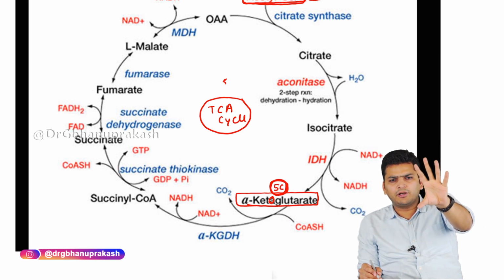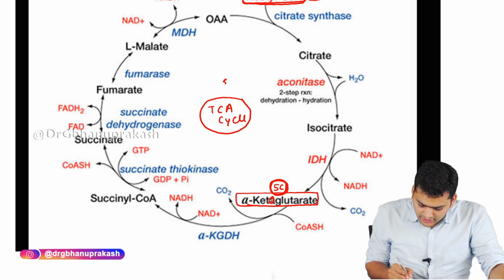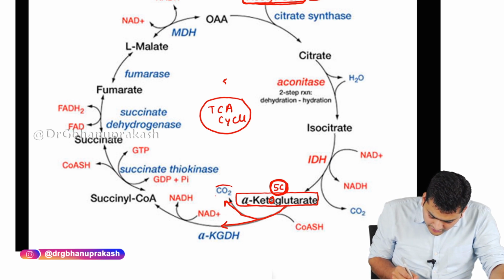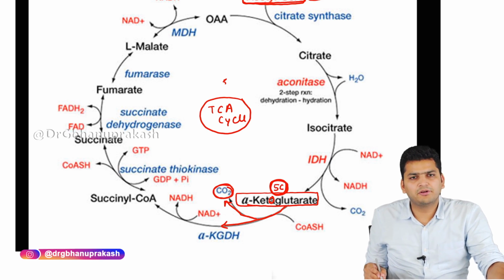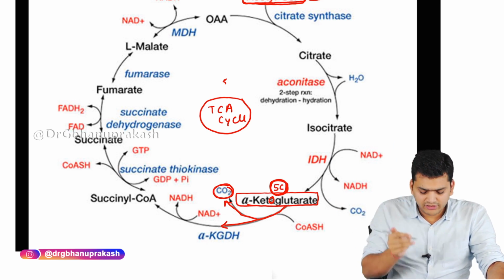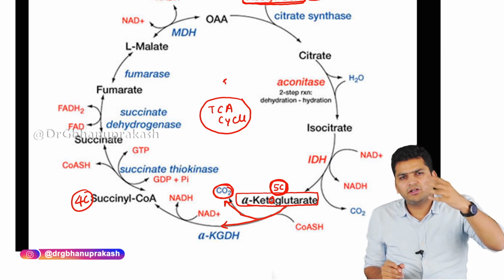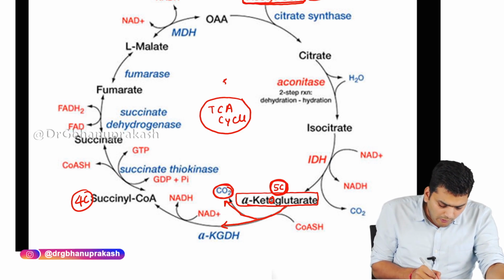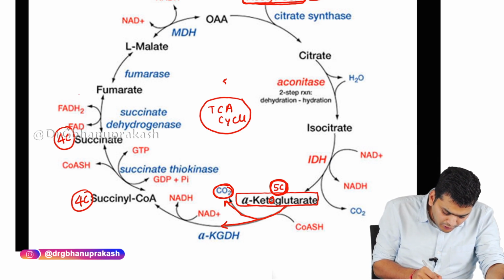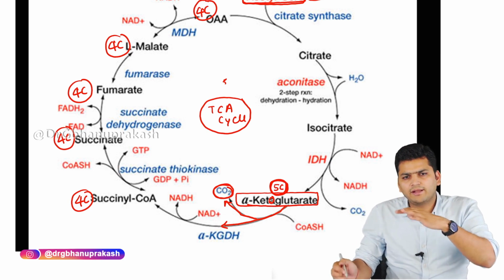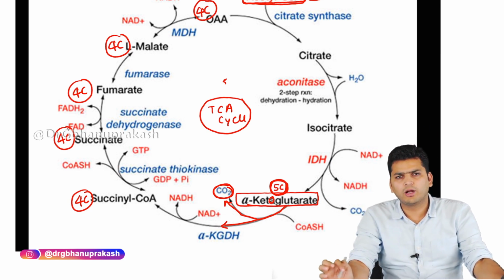Now, see here, when the alpha-ketoglutarate goes into the next reaction, 1 carbon dioxide is liberated. 5 carbon, 1 carbon dioxide is out. So how many carbons will be here? 4. Then no carbon dioxide is going in or coming out. So all the intermediates are of 4 carbon. Alpha-ketoglutarate is 5 carbon. Down the line from the alpha-ketoglutarate, everything is 4 carbon.